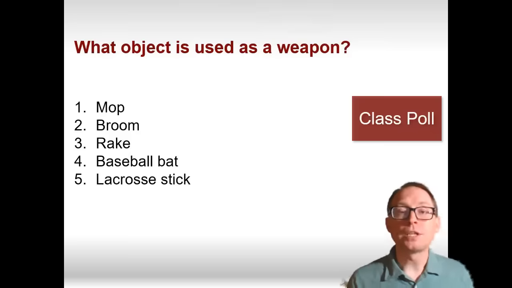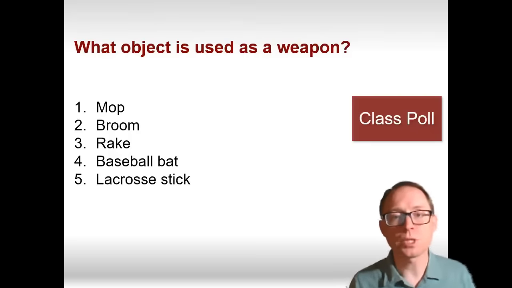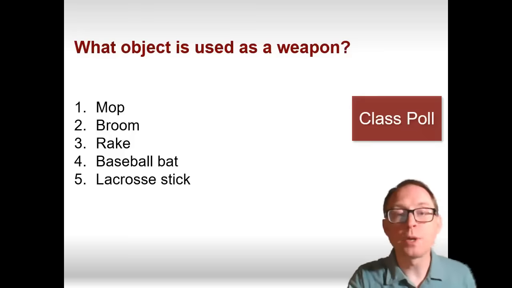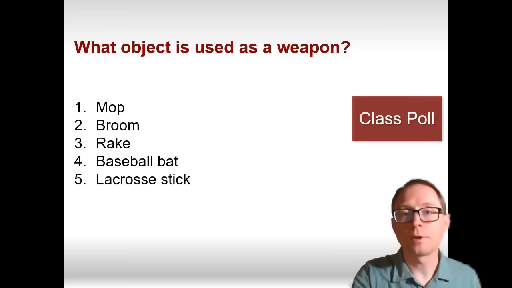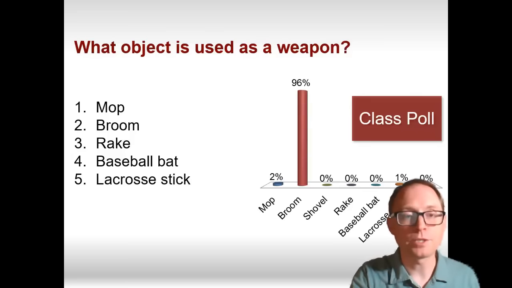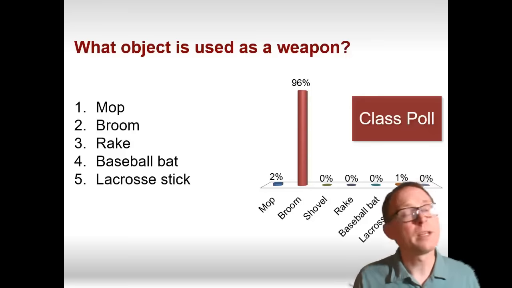All right, now that you've seen the video, we're going to ask some questions. So first, which of these objects was used as a weapon? This one tends to be pretty easy for people because they're able to recognize in a list which one it is. And almost everybody, when we ask this, can recognize and remember that it was a broom. Some other questions, though, tend to be a little bit more difficult.